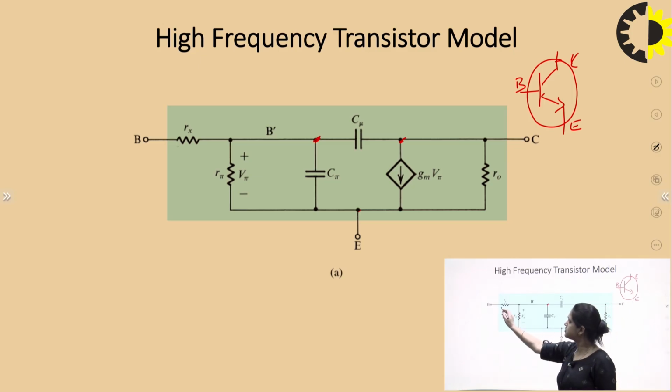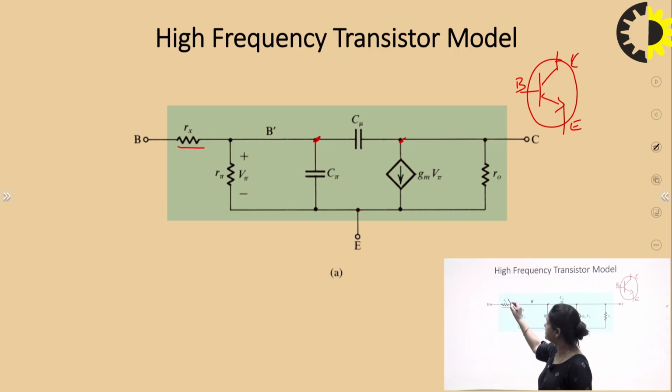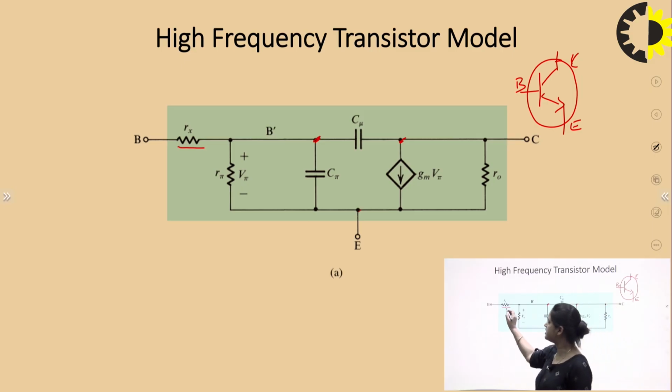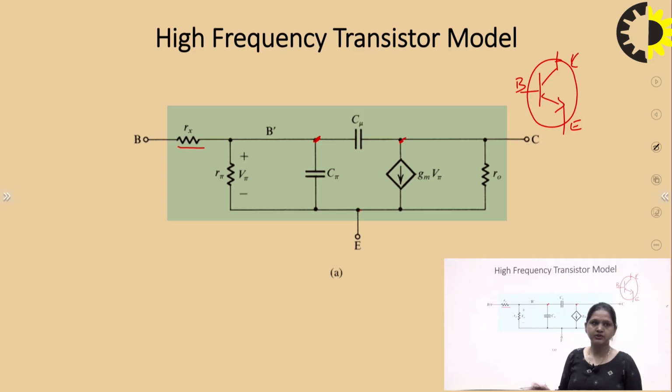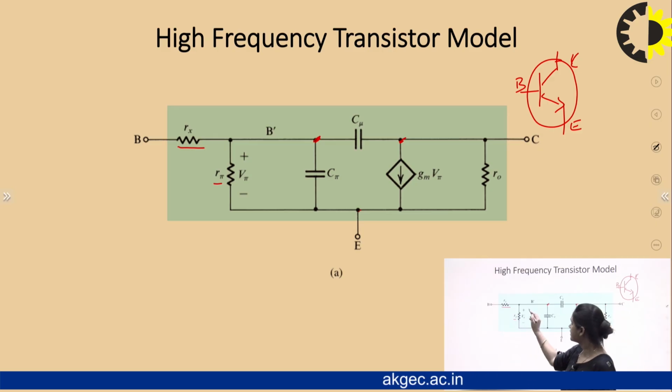Here, because of the base region, there is charge storage in the depletion layers as well as in the base region. To model this base region, a small Rx is added in the high frequency model. We can omit this Rx from the low frequency models, but at high frequency of the BJT, this Rx should be considered. So at the base there is a small resistance Rx. This R pi, if you remember from the mid-band pi or T model, is the input resistance of the pi model, R pi. The voltage across R pi can be represented as V pi.